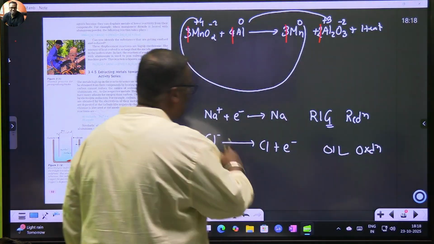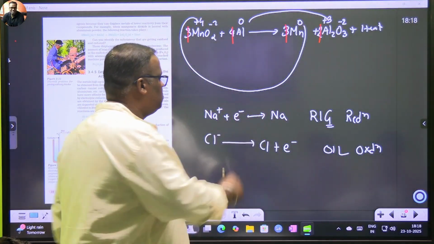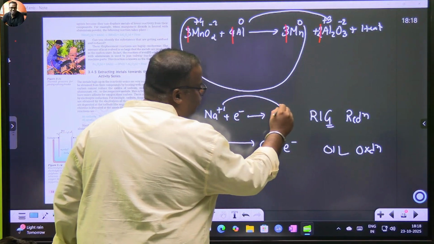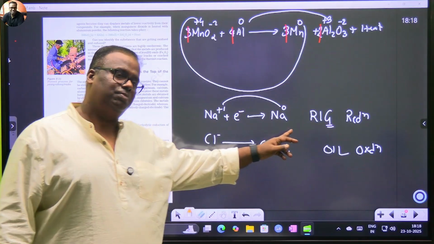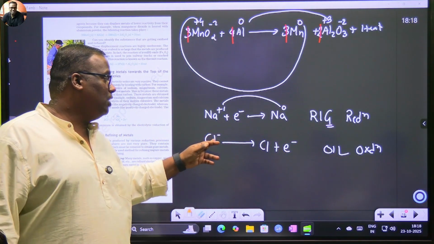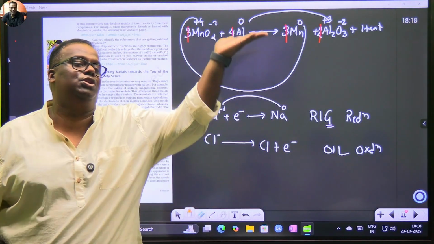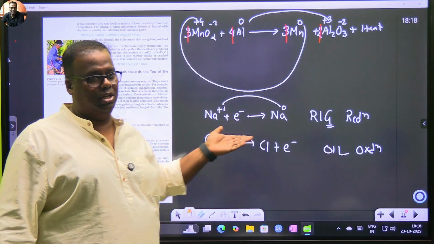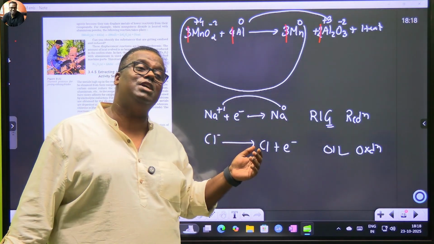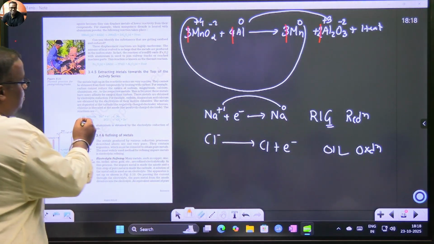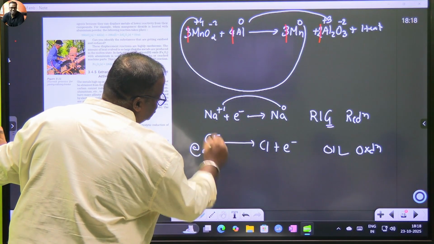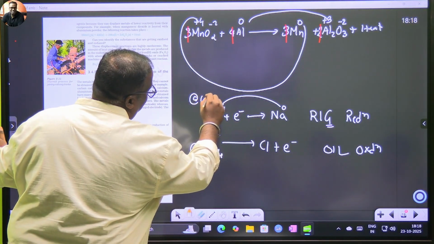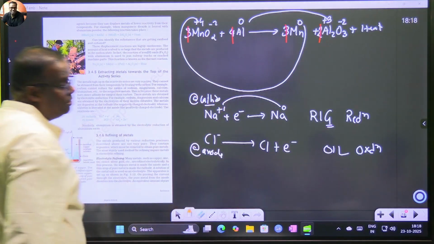Further, Na plus means +1, and +1 to 0 is a reduction in oxidation number, so this is also reduction. -1 to 0, so this is oxidation. And I told you oxidation always happens at anode. ये देखो reaction में at anode लिखा हुआ है. So this is at anode, and this will be at cathode. Clear? Any doubt?